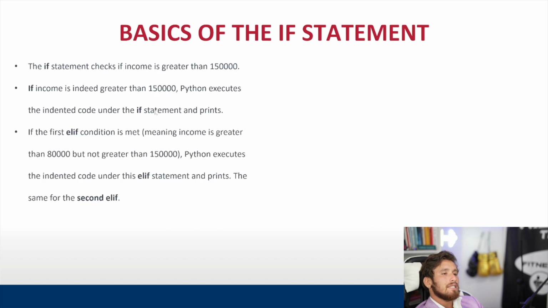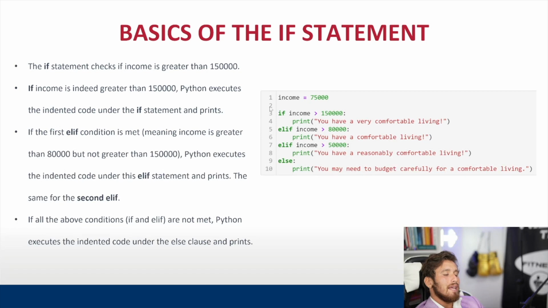Alrighty, so let's take a look at this example here. We have income as a variable. Income is $75,000. The if statement is going to check if the income is greater than $150,000 in line number 3. So it's saying if income is greater than $150,000, in this case it is not, then it'll print you have a very comfortable living. If this number was $200,000, it would print you have a very comfortable living. Now we have an else if. This elif is going to check if the income is greater than $80,000. In this case, it is not.